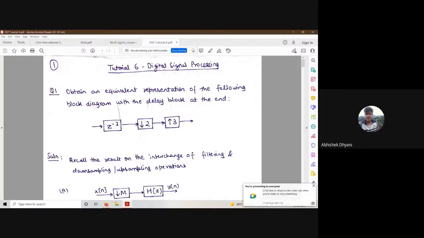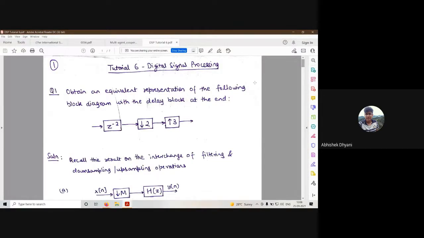Okay, so question number one, we are given this block diagram here, and we have been asked to find an equivalent representation by moving this delay block to the right. So we have to move it to the other end, right? To solve this problem, it's quite straightforward.